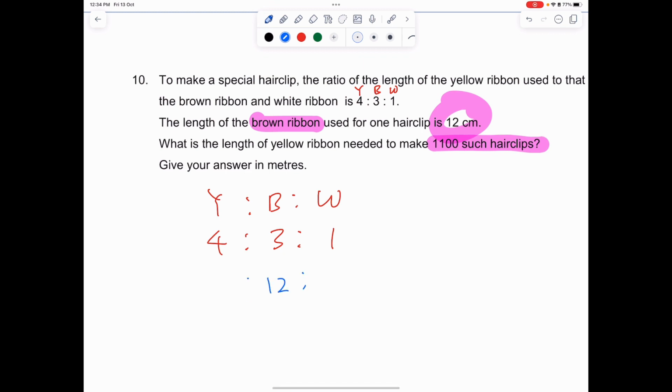So if my brown is 12, that means I want 12 here. How did I actually get 12 here? I actually need to multiply by 4. Very good. So if I multiply by 4 here, I will also need to multiply by 4 for my white and multiply by 4 for my yellow. Okay, when that is the case, it becomes 16:12:4.